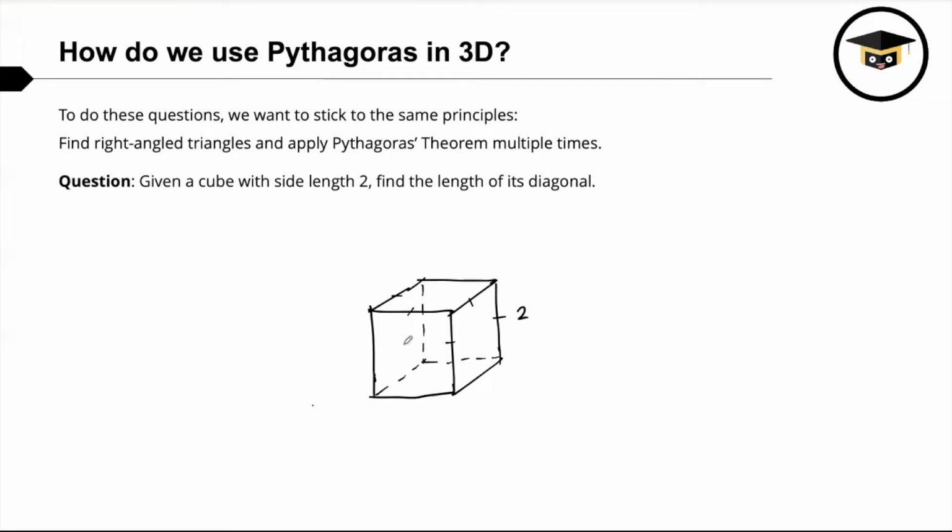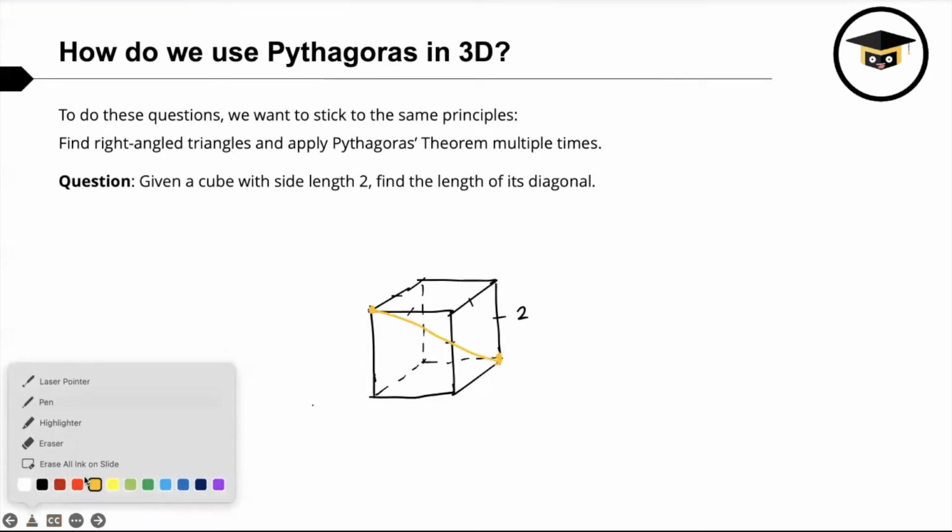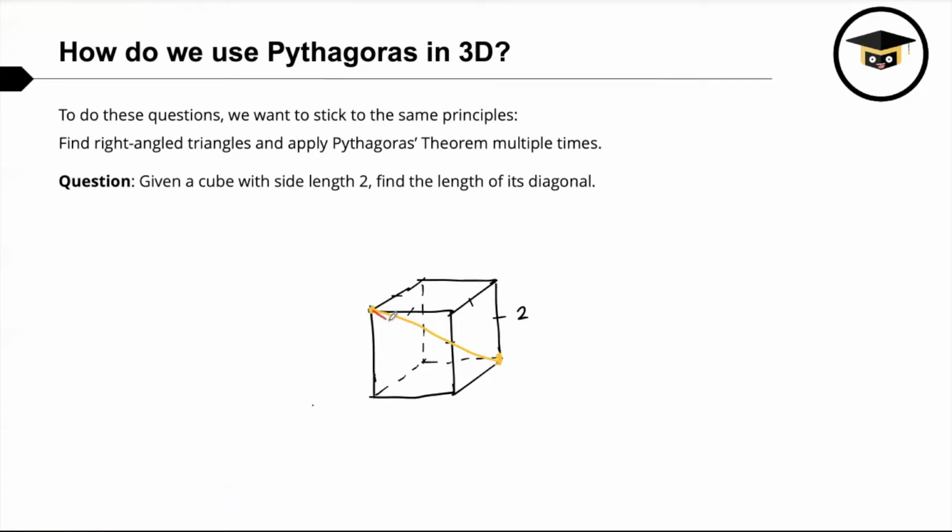So we need to find the diagonal of this cube. I'm going to use a different color here. This, for example, would be a diagonal of the cube. Now, the question is kind of poorly written, because this is technically also a diagonal. On this front face, this red line could be a diagonal. But what we actually are trying to find is this orange line, the diagonal from 2 opposite corners of our cube.